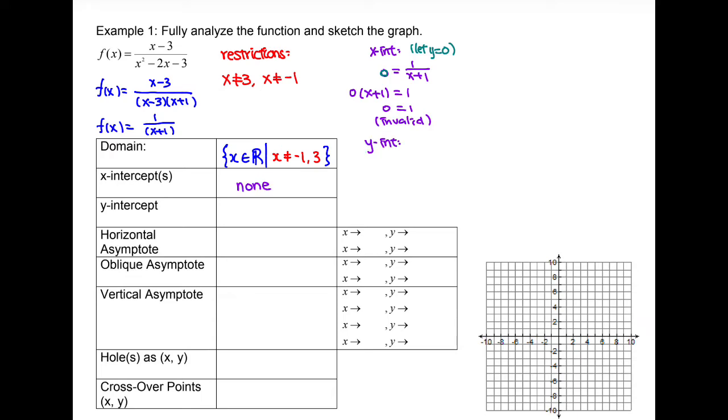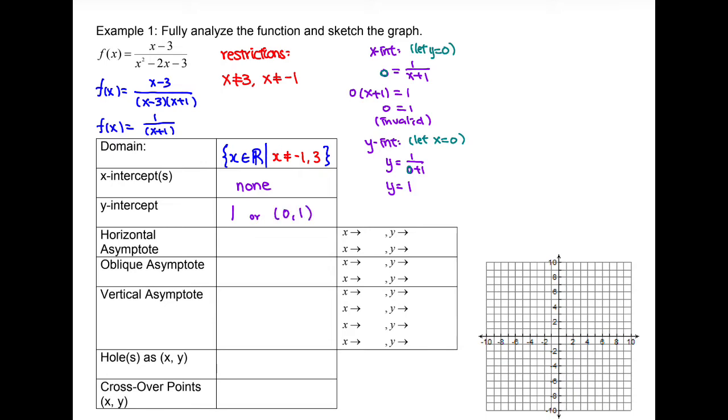For the y-intercept, we let x equal 0 and substitute into the function to find the y value. We get y equals 1. So for the y-intercept, we either write 1 or we write it as the coordinate (0, 1).